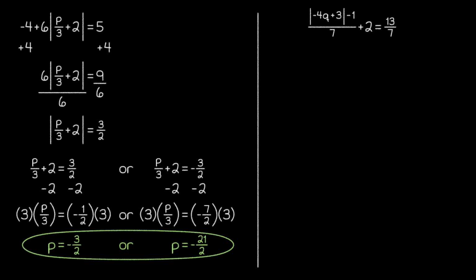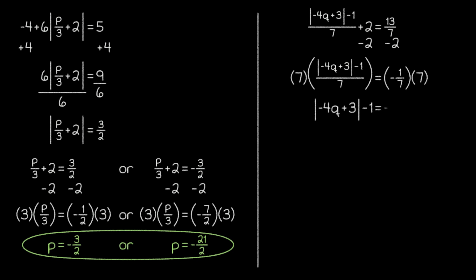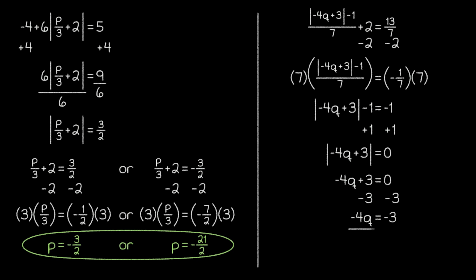And next, we'll start by subtracting 2 from both sides, after which we'll multiply by 7 and add 1. This once again gets the absolute value portion of the equation on its own, but there's something special going on here. The absolute value is equal to 0. This means that the expression inside the absolute value bars must also be equal to 0, so we don't even need to split this problem into two equations. From there, we can subtract 3 from both sides and divide by -4 to see that q is equal to 3/4.